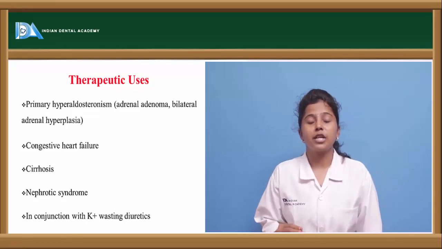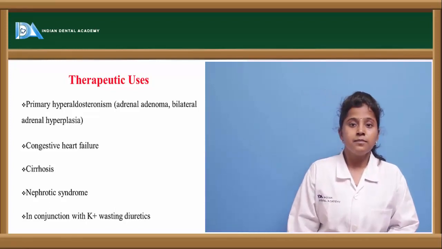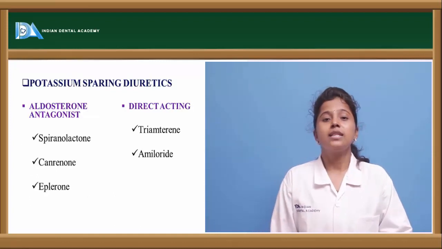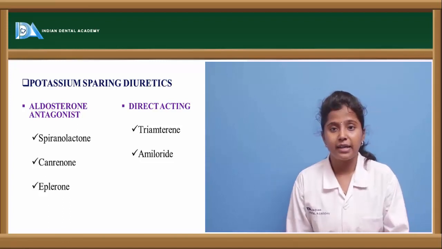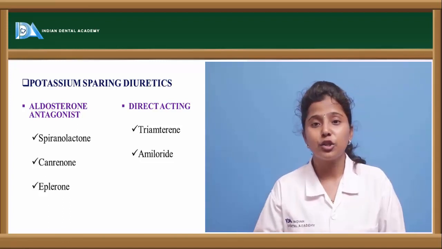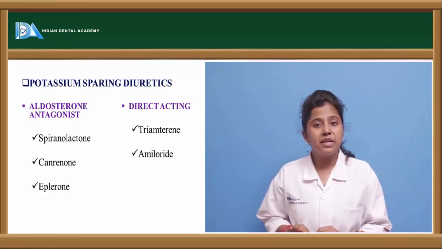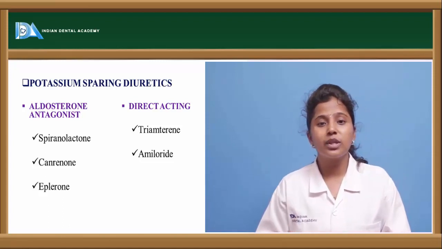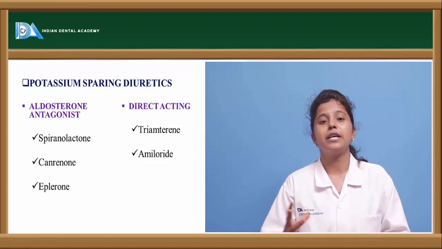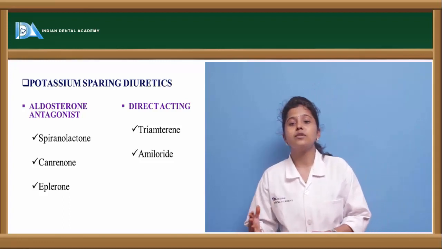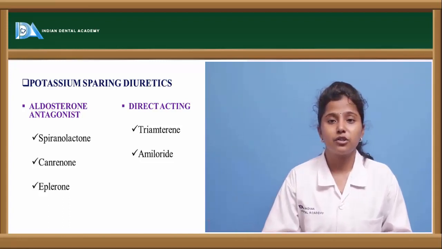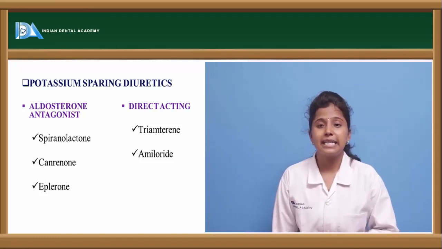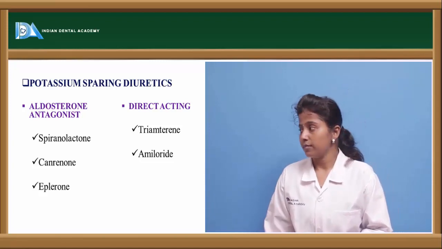The mechanism of action of these potassium sparing diuretics: the name itself indicates potassium sparing, in the sense they give potassium instead of sodium. They eliminate sodium from the body and thereby the sodium is replaced with potassium. The excess of sodium is removed from the body and the potassium is retained in the collecting duct. And these potassium sparing diuretics usually act at the collecting duct of the nephron.